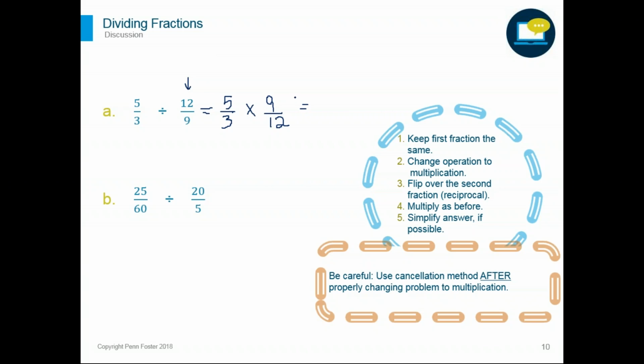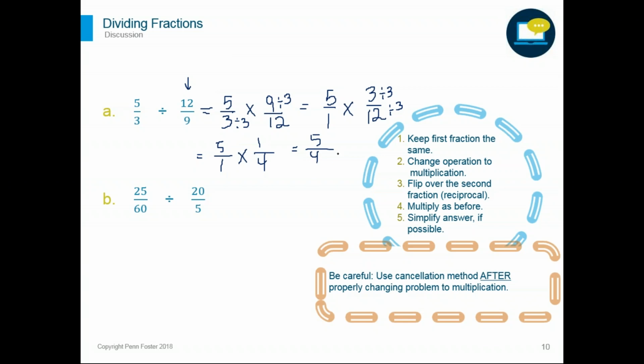Equals, look at the numbers, what should I eliminate here? Well, I have 9 and 3, so of course I'm going to do over 3. Rewrite the multiplication problem. 5/1 times 3/12. Again, I have 3 and 12, then eliminate the 3 and eliminate the 3. Rewrite the problem. So we're going to have 5/1 times 1/4. Multiply across. 5 times 1 is 5, and then 1 times 4 is 4.